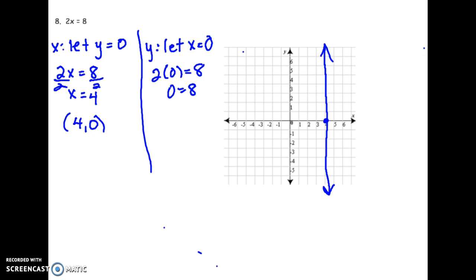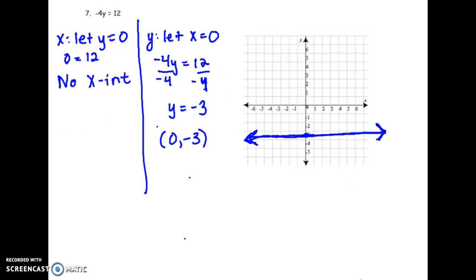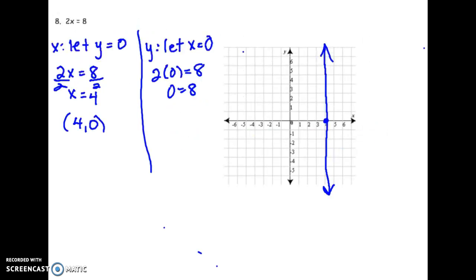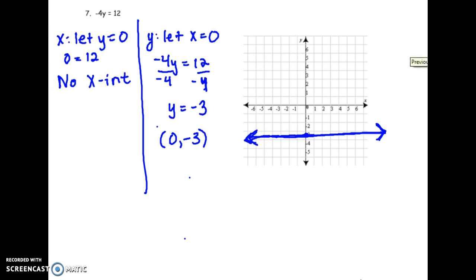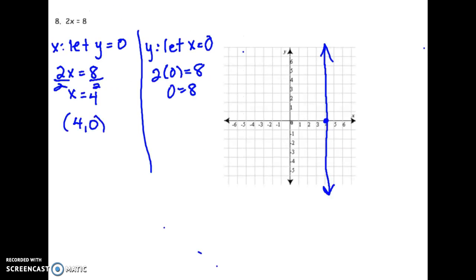So those are our two special cases. We have a horizontal line back here with this example, and then we have our vertical line. Okay, notice with the horizontal line, it's in a situation where your y is going to be equal to negative 3. You only have a y variable. But if you only have an x variable, like in number 8, you know you're going to have a vertical line because you're never going to cross the y-axis.